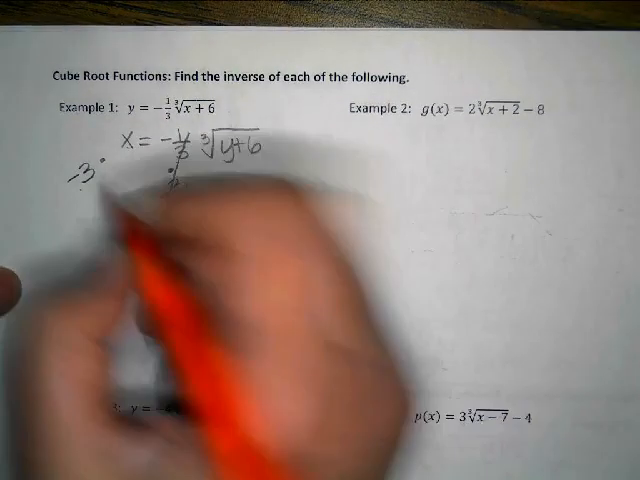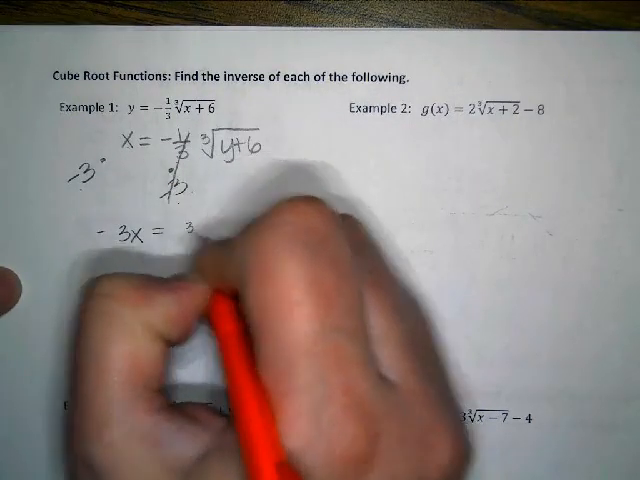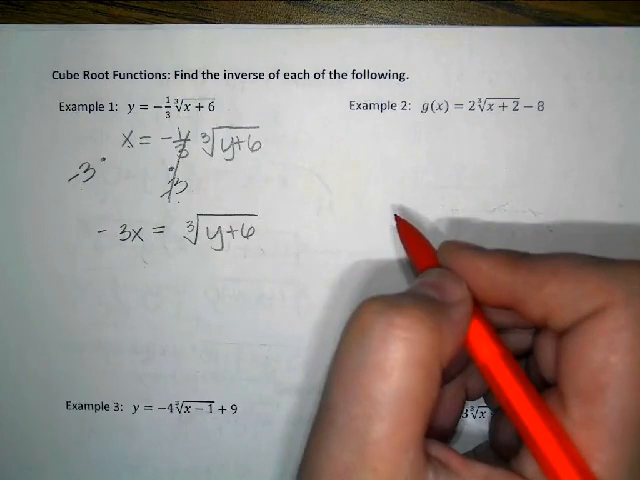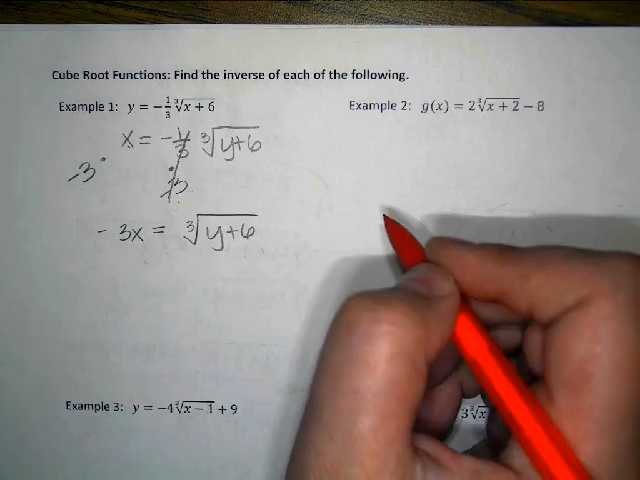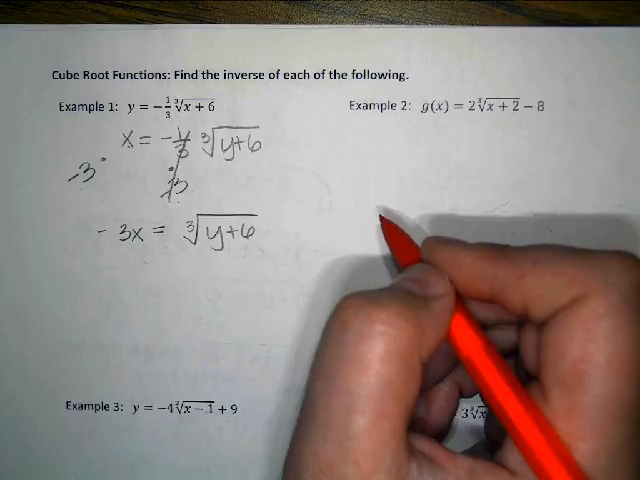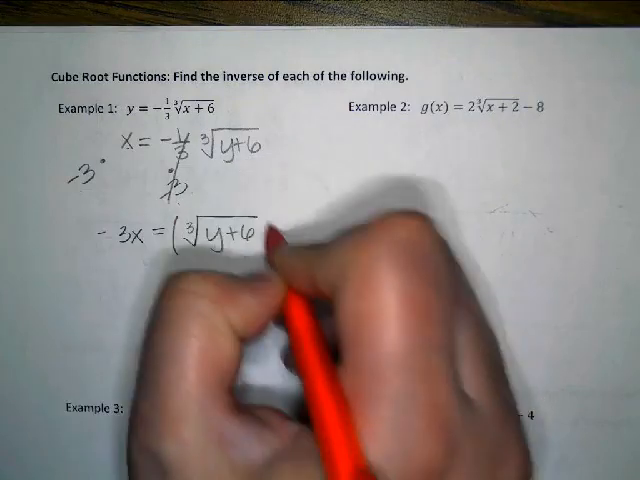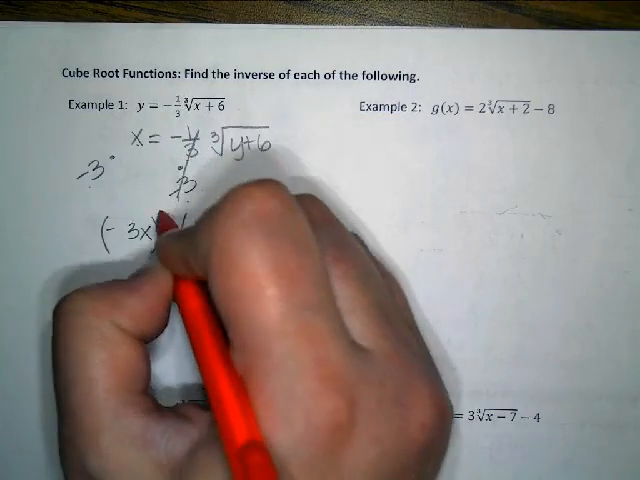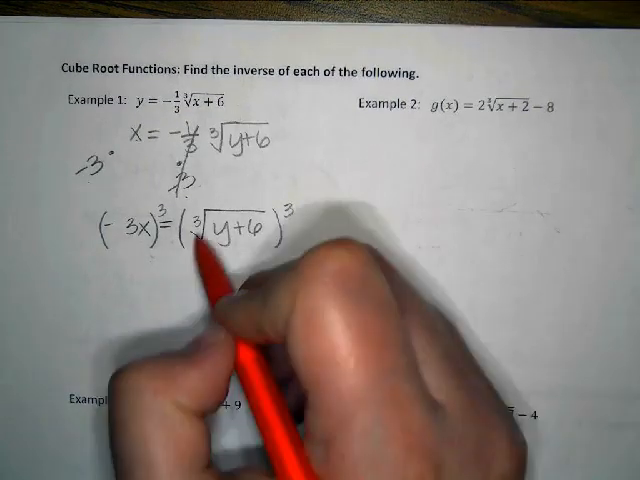So -3x equals cube root y plus 6. And how do we get rid of a cube root? Yeah, so instead of raising it to an exponent of 2, we're going to raise it to an exponent of 3. So we're going to cube it. We're going to go over here and cube this side also. So the cube root and the cube, those cancel each other out.